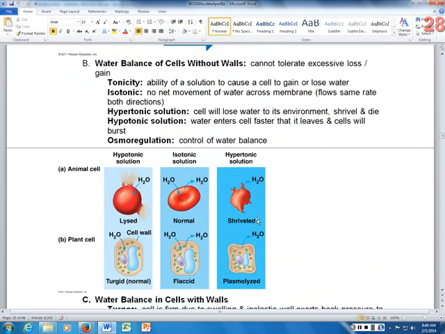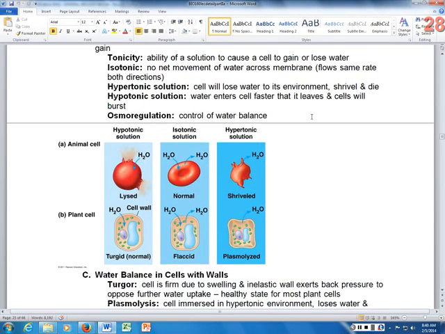Cells without cell walls are more susceptible to water changes. They can't tolerate excessive losses or gains. The cell wall provides a little bit more protection. Tonicity is the ability of a solution to cause a cell to gain or lose water. Isotonic means there is equal on both sides, so there's no movement of water. It's already equal. Hypertonic, the cell will lose water to its environment, which will shrivel up and die.